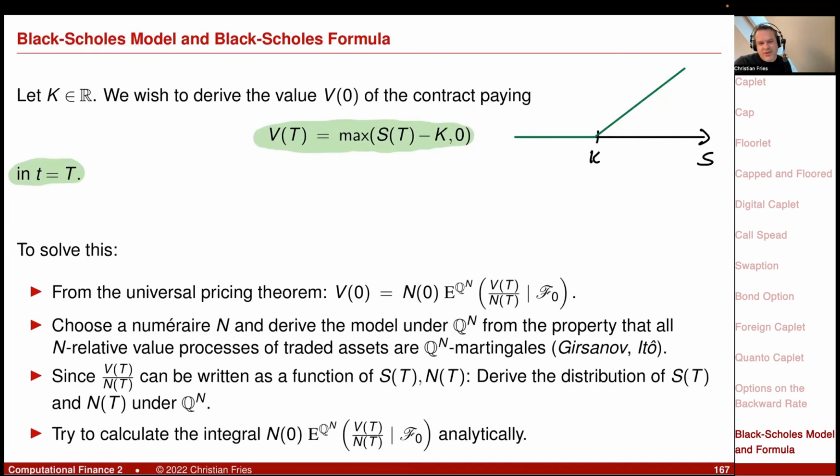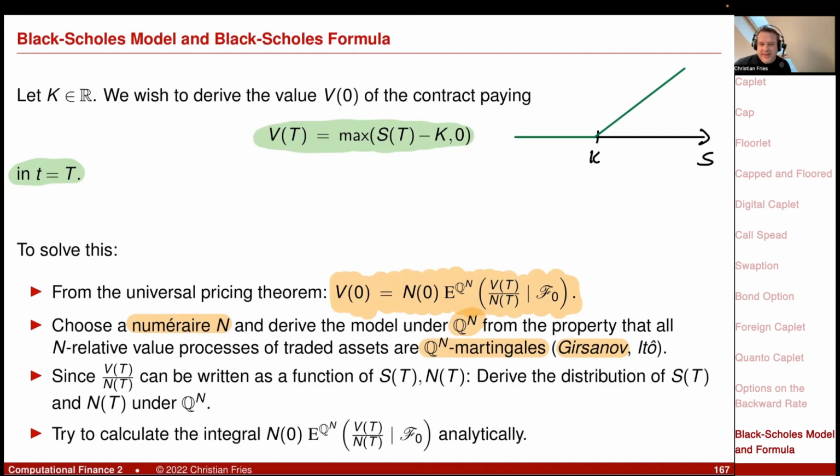So what are the steps to solve this? We have our universal valuation theorem. The value is given by the numeraire at revaluation time times the expectation under the equivalent martingale measure of V(T) divided by the numeraire at T. So we have to choose a numeraire N, and we move to the equivalent martingale measure. We use Girsanov's theorem: change of measure is a change of drift. Actually, you do not determine the measure, you just determine how the process looks under this measure, how the drift looks under this measure.